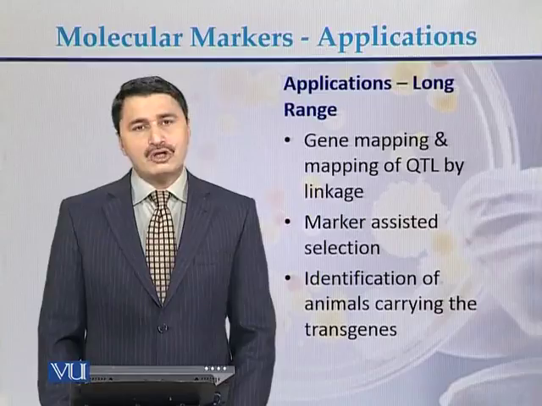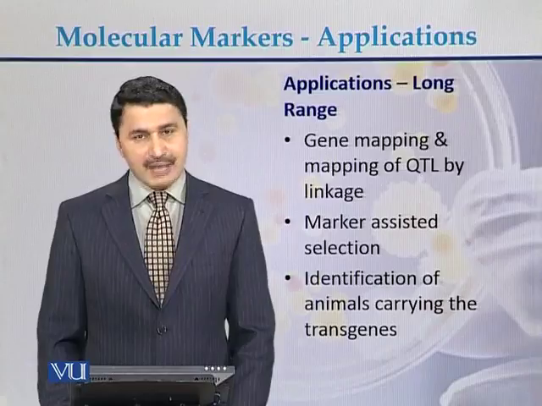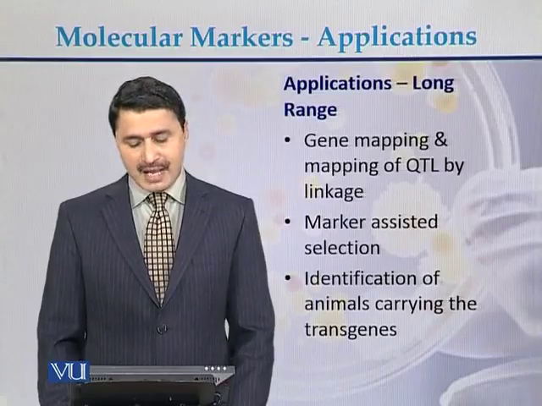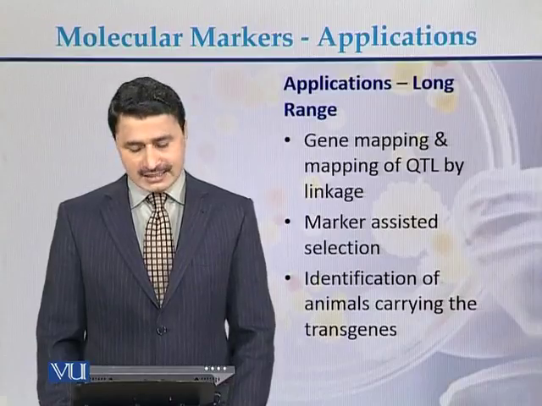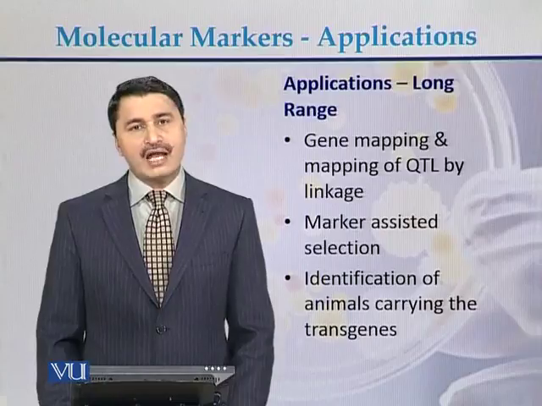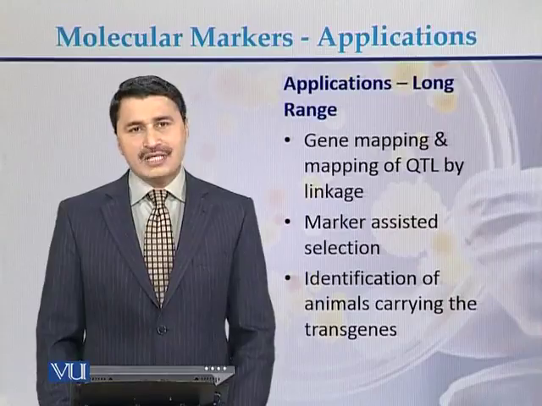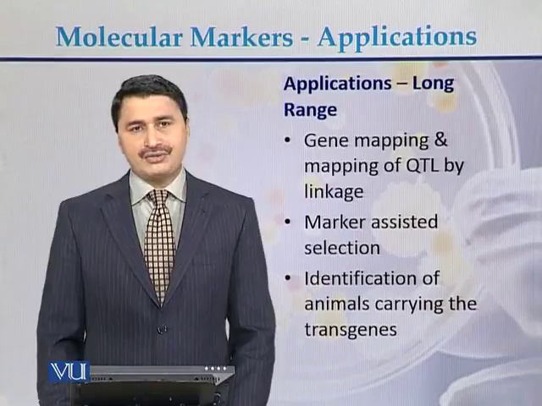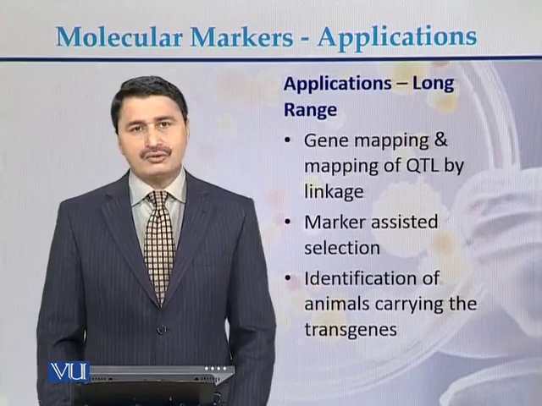If we look at the long-term applications of molecular markers, they can be used for gene mapping. They can be used for mapping quantitative trait loci, QTL, by linkage analysis. They can be used for marker-assisted selection of breeds. They can be used for the identification of animals carrying transgenes, meaning if we have inserted a specific gene into the genome of an animal, such an animal is called transgenic. So we can also use molecular markers for the identification of those animals.